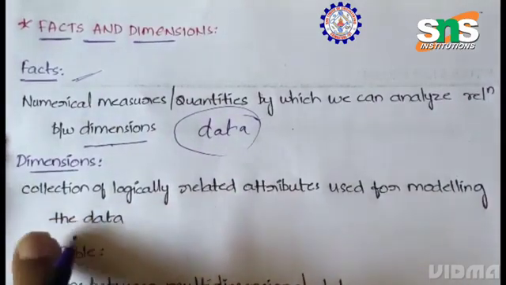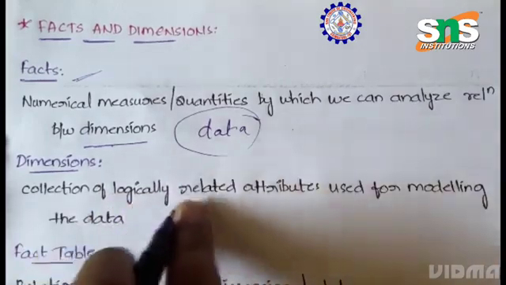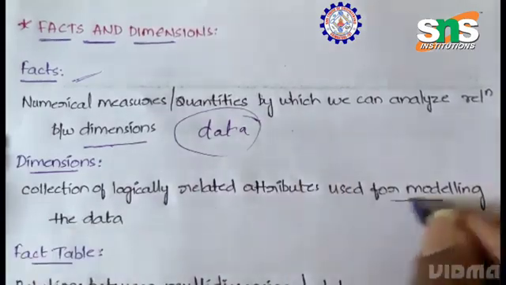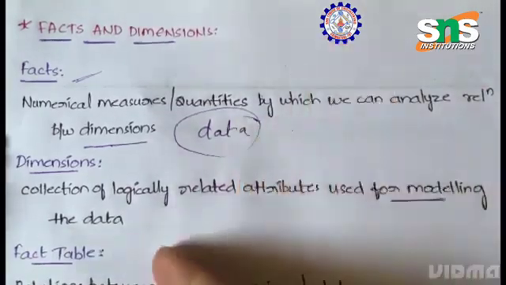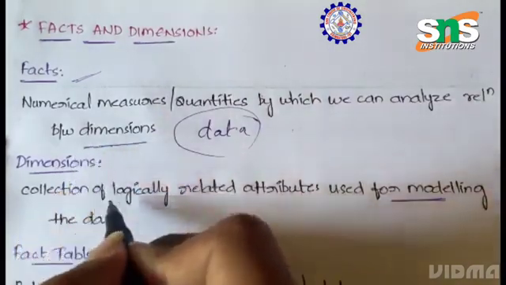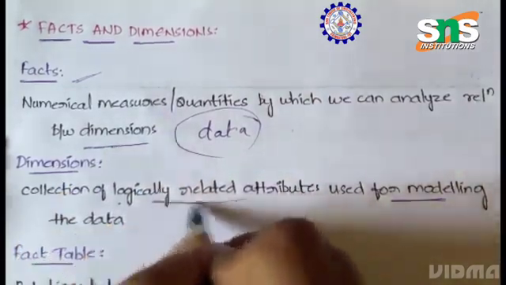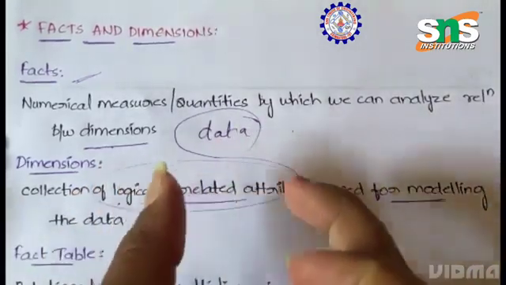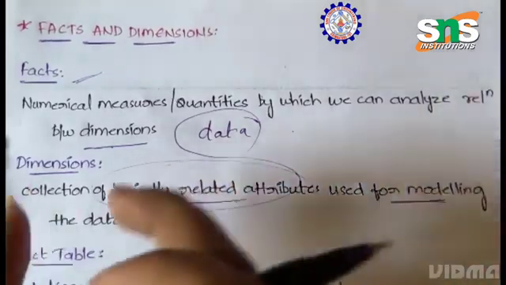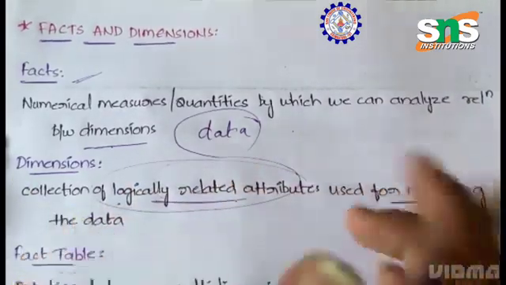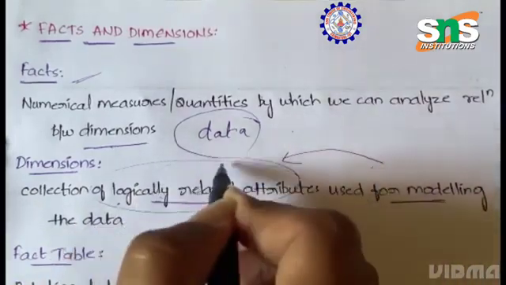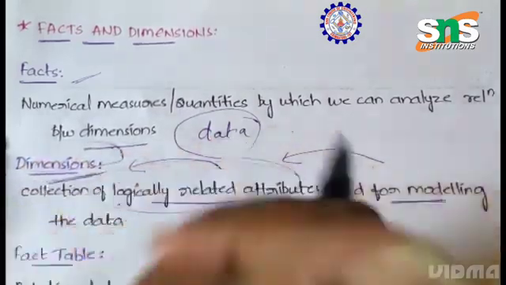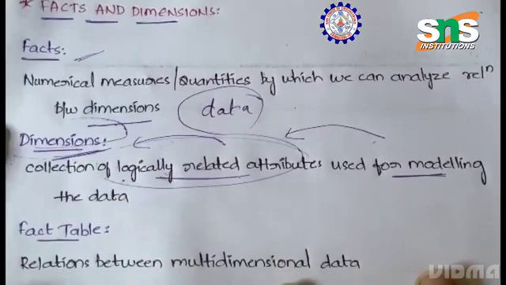Dimensions are nothing but a collection of logically related attributes which are used for modeling the data. I explained what data modeling is in the previous video, right? So here dimensions mean a collection of logically related attributes. Whichever attributes you are using for modeling the data, all those logically related attributes are collected together and they are called the dimensions. Okay, done. Next, what do you mean by fact table now?